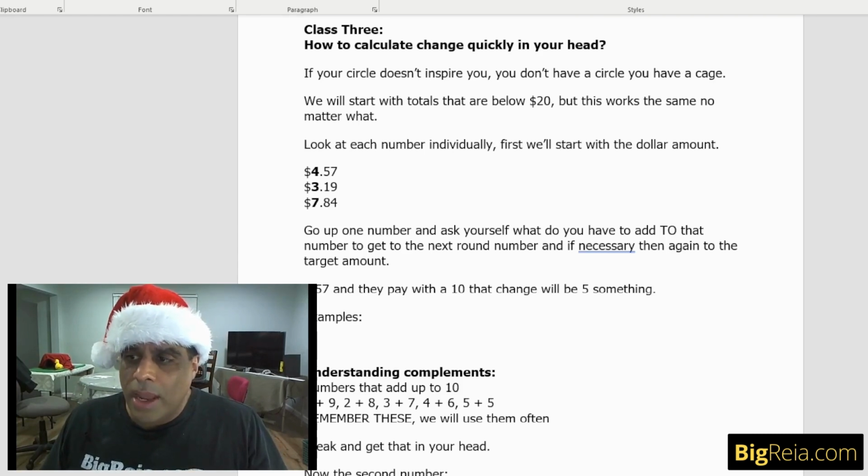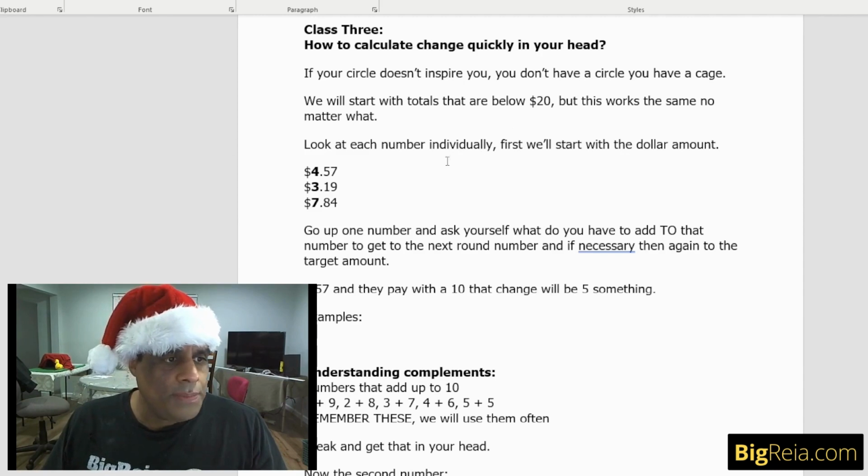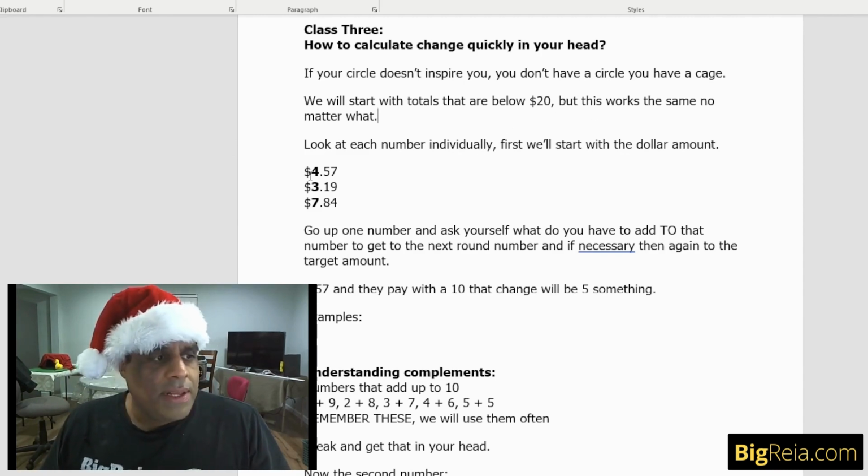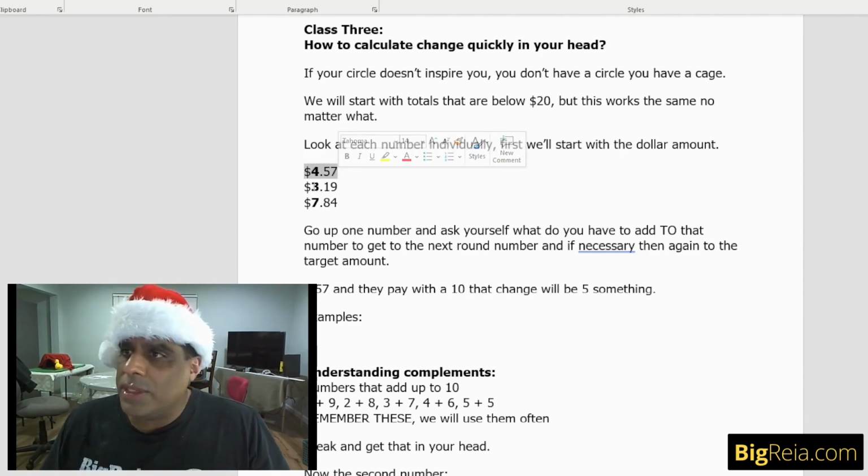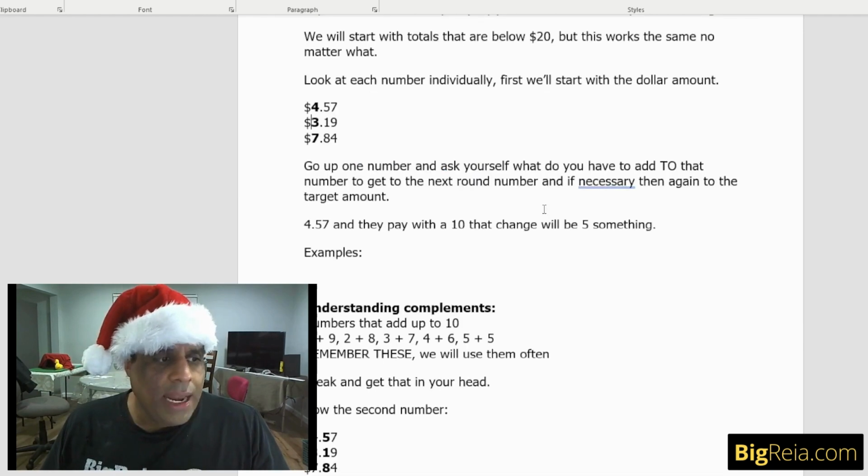So here's what we're going to do. We're going to look at each number individually. Let's say this is our number here. Somebody pays with $20 to start with. Let's say the total is $457. You should be able to do this in your head in seconds, $319 or $784. How do you do this? So here's what we're going to do.